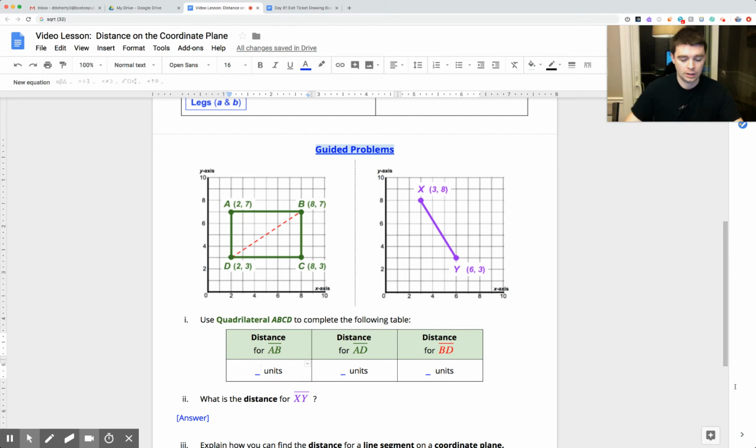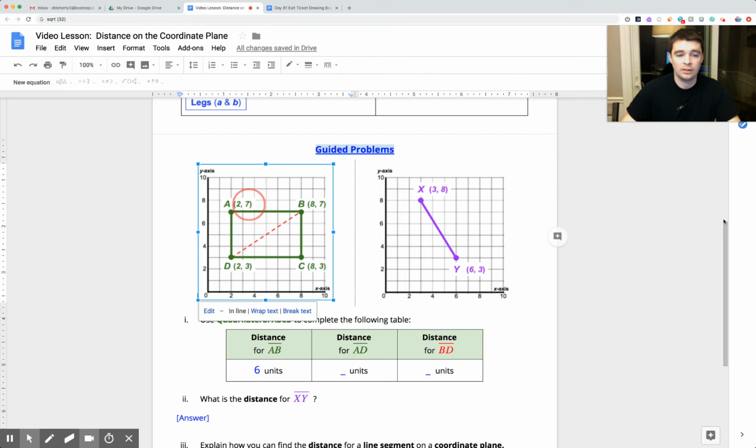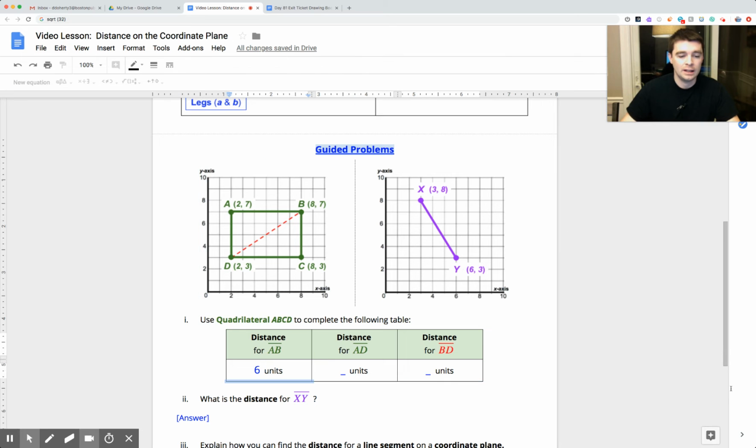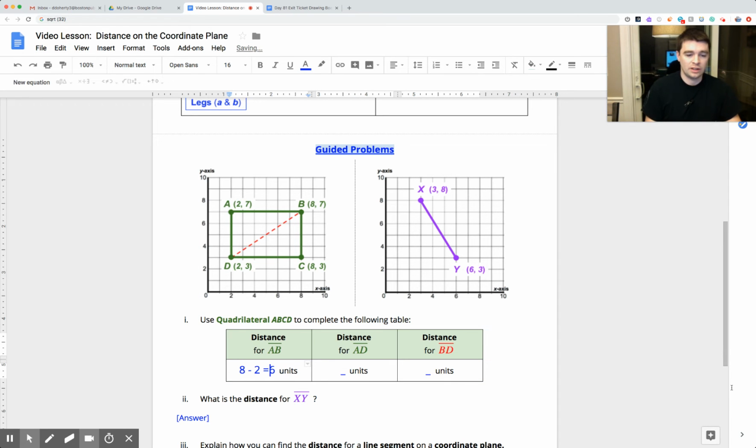Or the other thing I could do, I could recognize that A goes from (2, 7) to B with a value of (8, 7). The y value doesn't change at all. From 7, it still stays at 7. So if I did 8 minus 2, the x value at the end is 8. The x value at the beginning was 2. So 8 minus 2 tells me it took 6 units to get from point A over to point B.